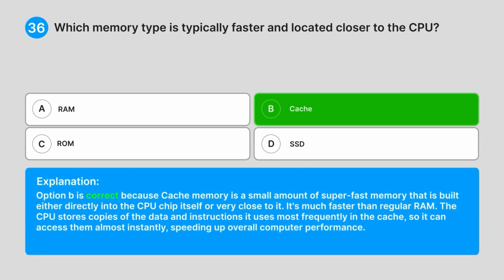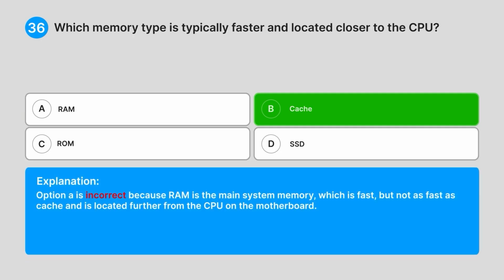Explanation: option B is correct because cache memory is a small amount of superfast memory that is built either directly into the CPU chip itself or very close to it. It's much faster than regular RAM. The CPU stores copies of the data and instructions it uses most frequently in the cache, so it can access them almost instantly, speeding up overall computer performance.